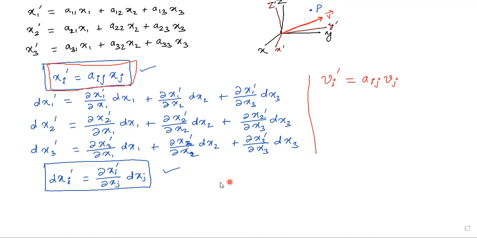You can see that the Cartesian vector is a special case of the general vector, when we take xj and xi as Cartesian coordinates, because this dou xi prime by dou xj is actually Aij from this equation. So this particular relation is a special case of this relation. This is fine. Now let us look at another example.